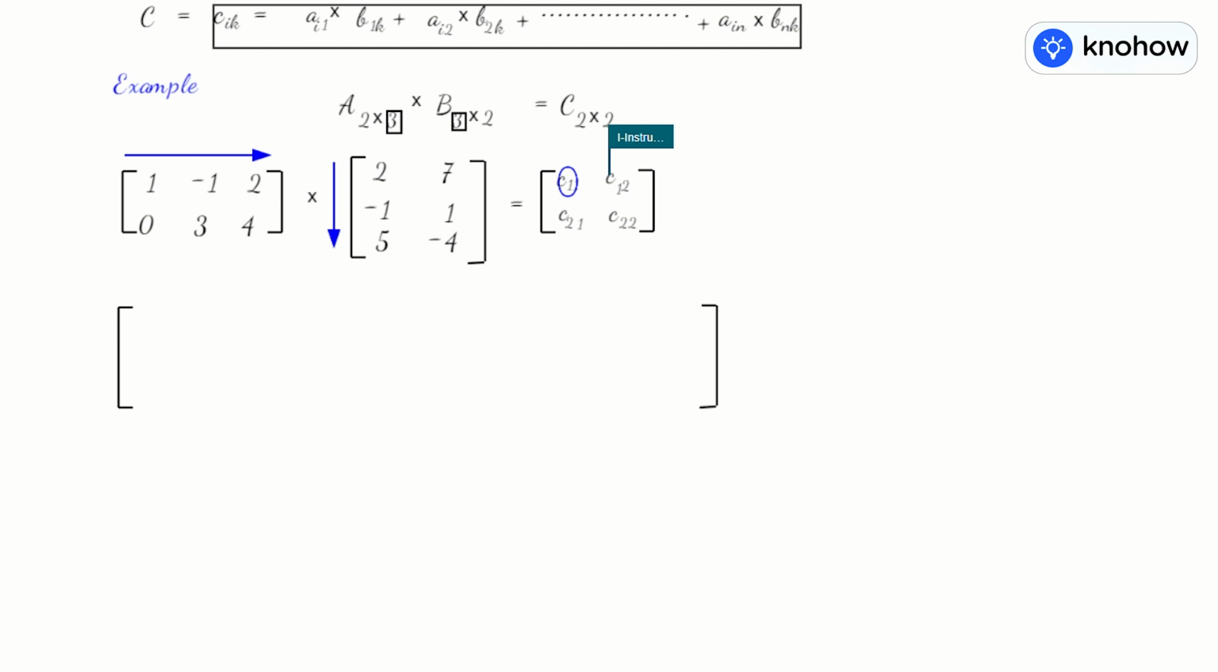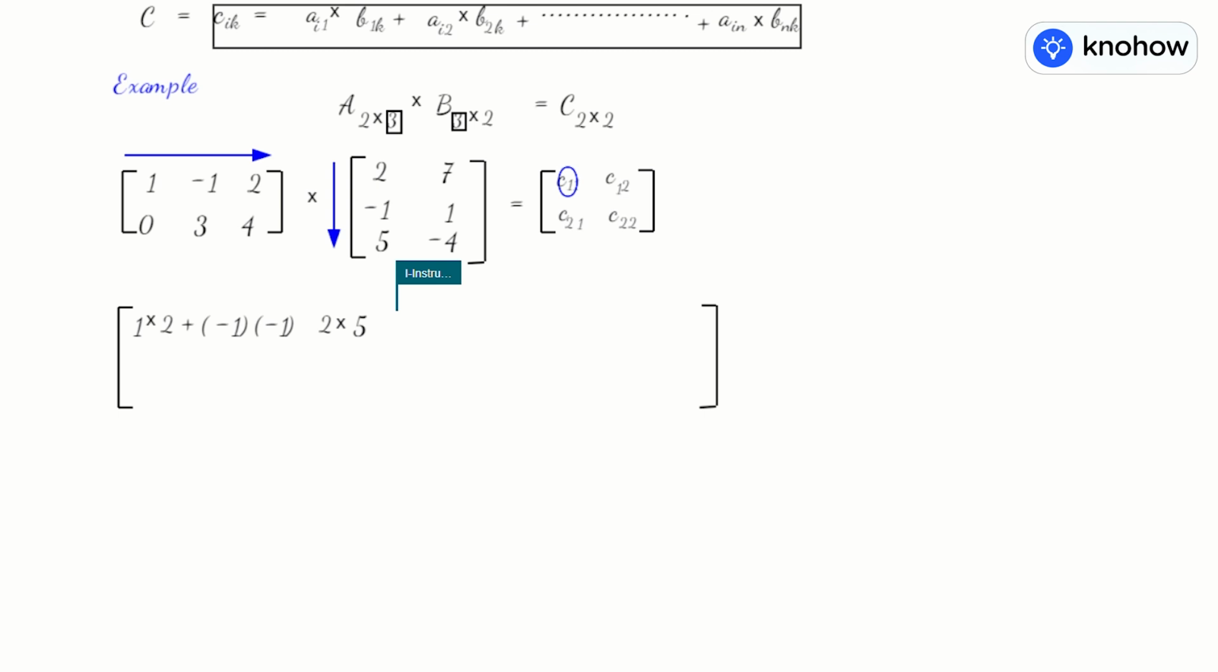This 1 with 2, 1 into 2, plus this negative 1 with negative 1, negative 1 into negative 1, and then the third element 2 of the first row multiplied by third element of the first column. So you get 2 into 5. So that is just C11.